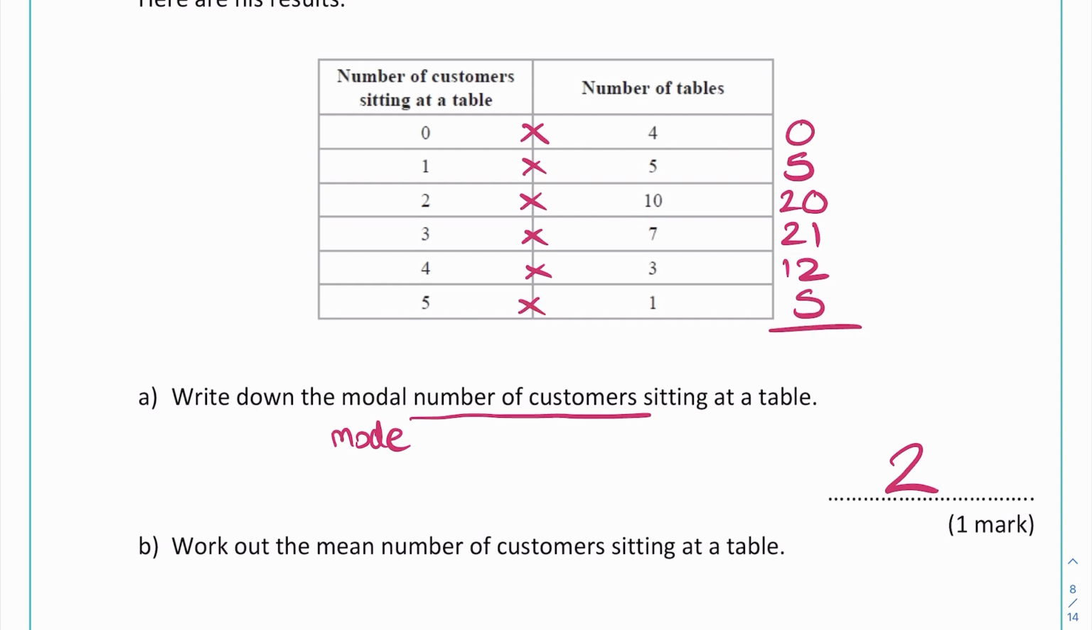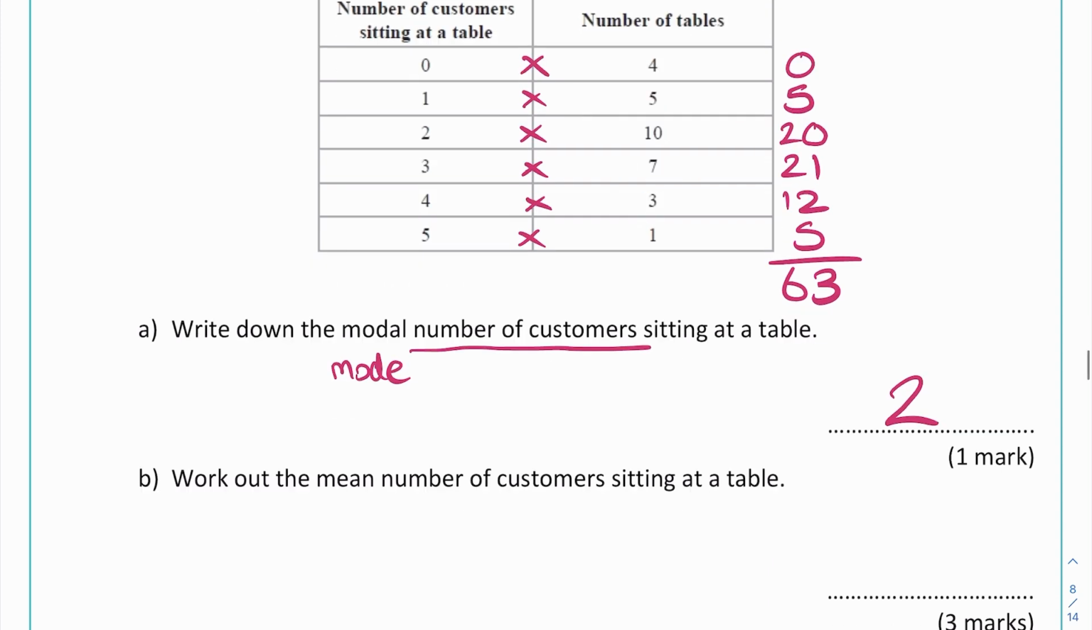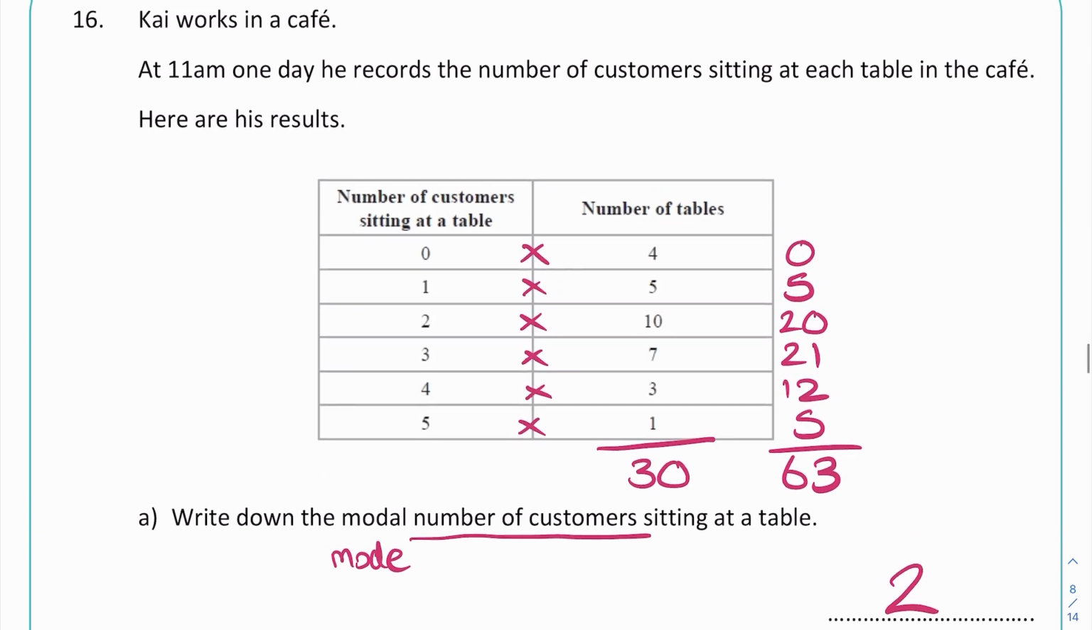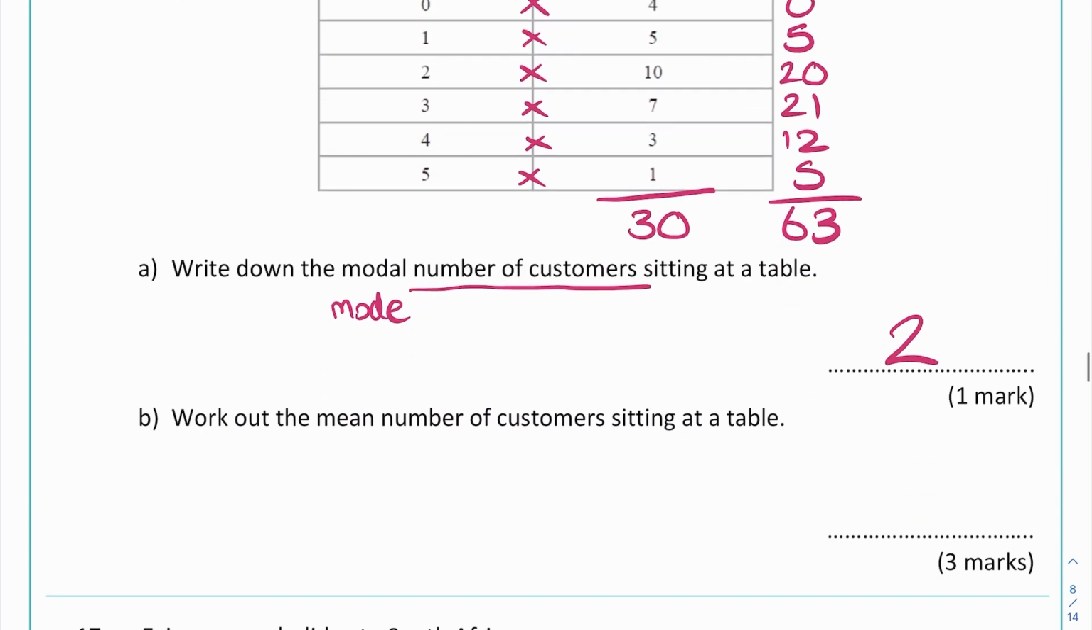If we add those all up, so 0 plus 5 plus 20 plus 21 plus 12 plus 5, that is a total of 63 customers. We then want to divide by how many tables there are. So if we count up the number of tables here, we have 4 plus 5, which is 9, plus 10, plus 7, plus 3 plus 1. And that equals 30. Always check, it might have told you that in the question. It doesn't actually say. So there we go, we've found it from the table anyway.